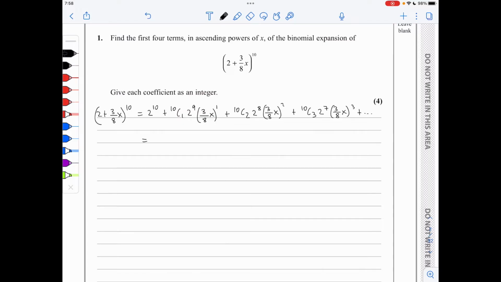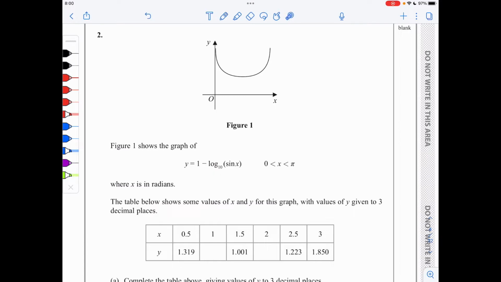So this gives 1024 plus 1920x plus 1620x squared plus 810x cubed. In question 2, the first part, we need to fill in the table with the y values for x is 1 and x is 2.